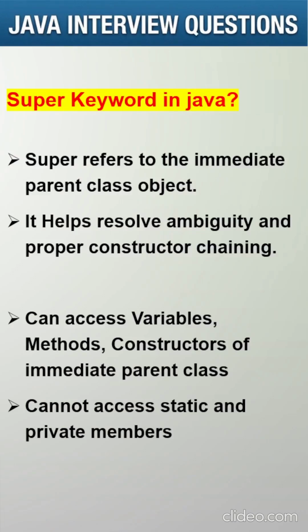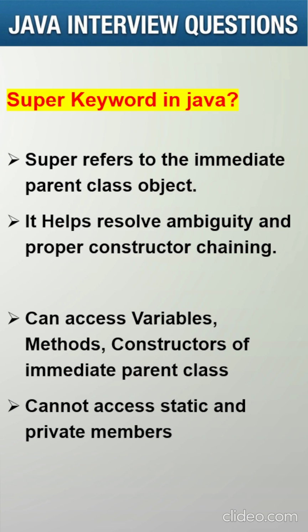Super keyword in Java. Super refers to the immediate parent class object. It helps resolve ambiguity and proper constructor chaining. Super can access variables, methods, and constructors of the immediate parent class. If you want to access variables or methods, we can directly write super.variable name or super.method name.